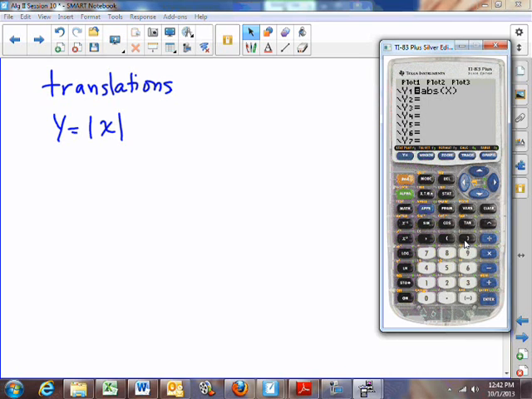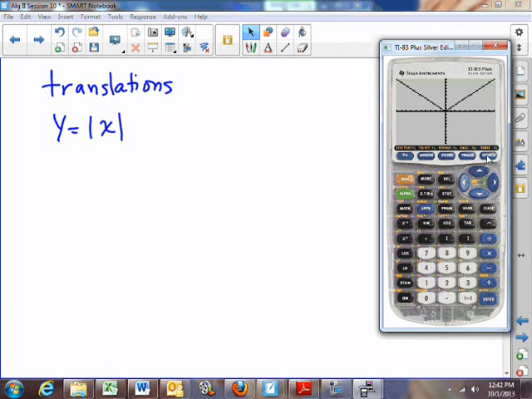Now, remember what that graph looked like. It was a V with a vertex at the origin, right? Well, let's give this a try. If we press graph, notice on the negative 10 to 10 window for x and negative 10 to 10 window for y, we get the V. Now, that's going to be the function that we're going to play with a little bit as we start doing some of the transformations, now, some of the translations.